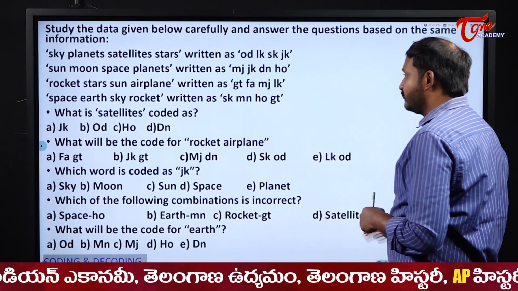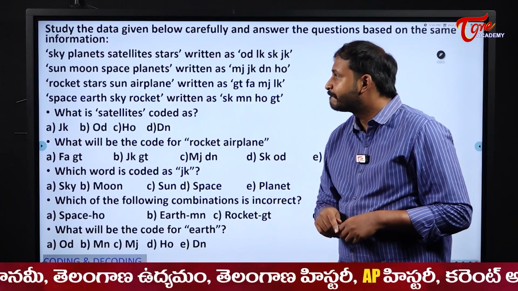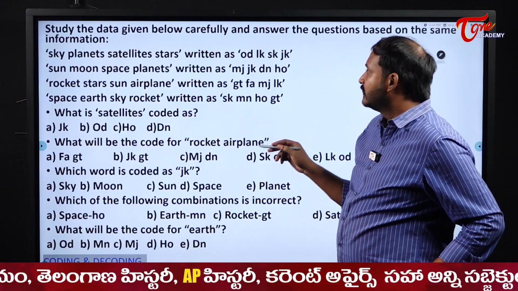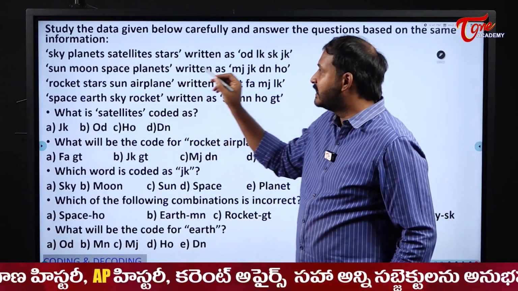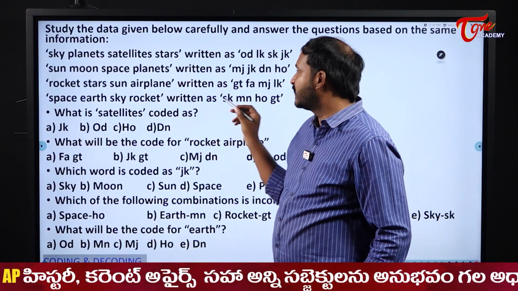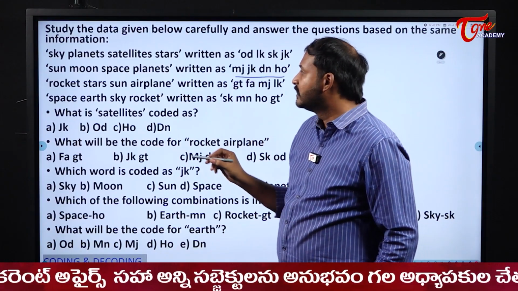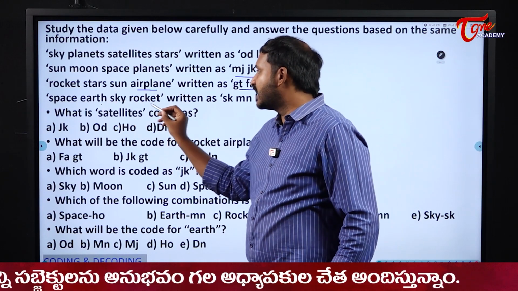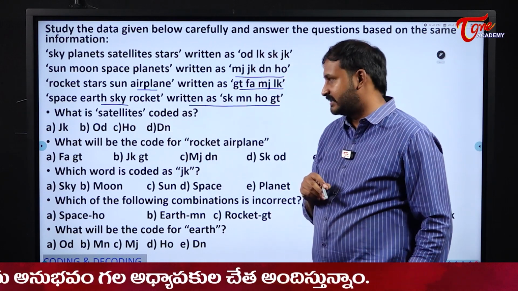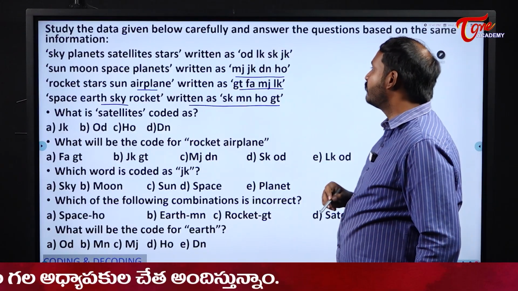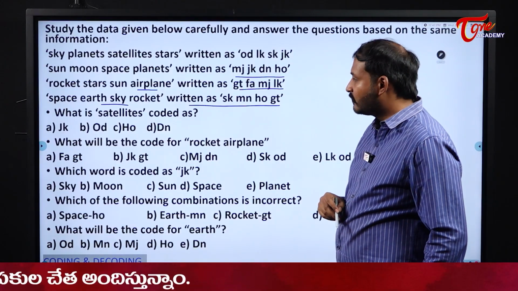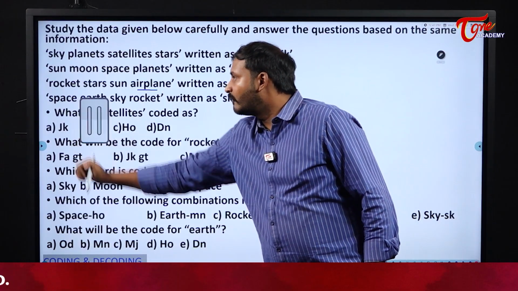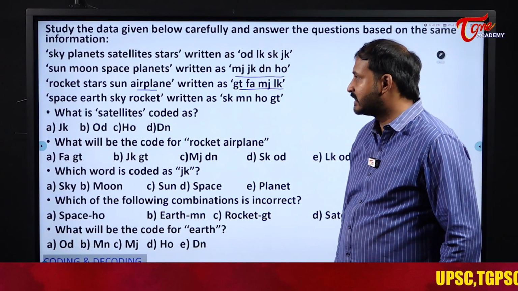Now we will see the next one. Now please see this one. Sky, planets, satellite, stars. Next, sun, moon, space, planets. Rocket, stars, sun, airplane. Space, earth, sky, rocket. So now from this, what can we understand? What is the code for this one and how are we going to solve it? Please tell me how we should think and solve the answer for this one.